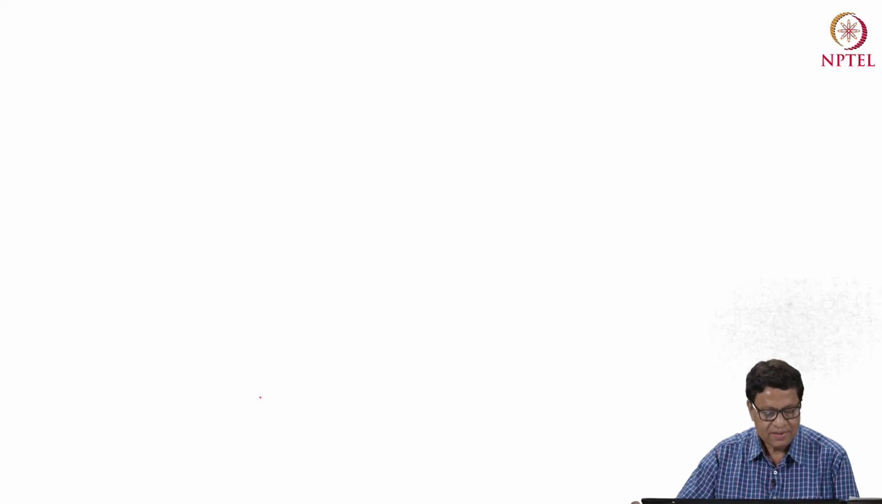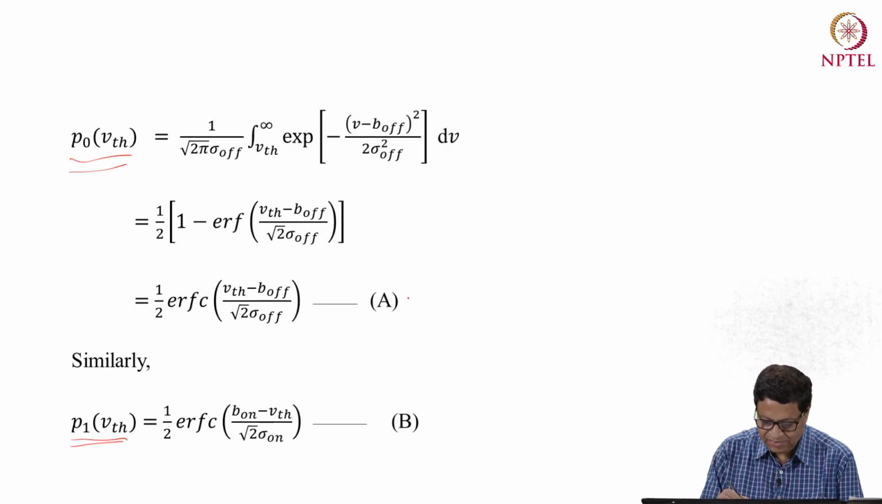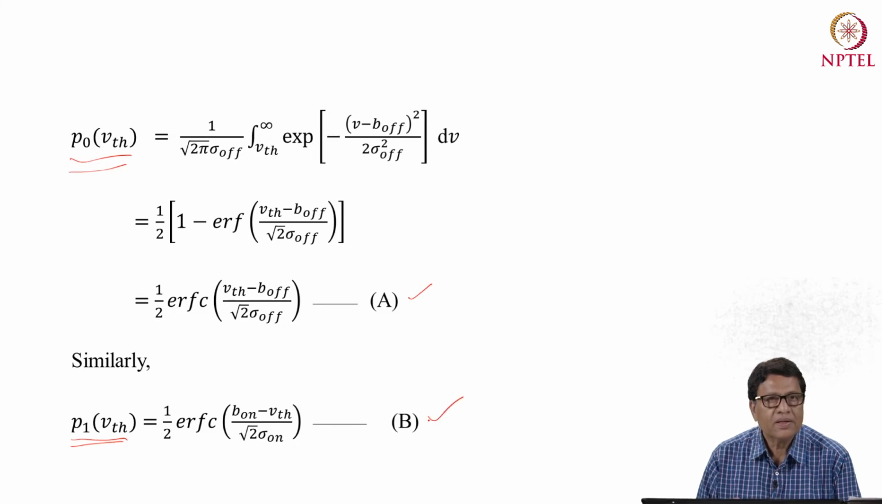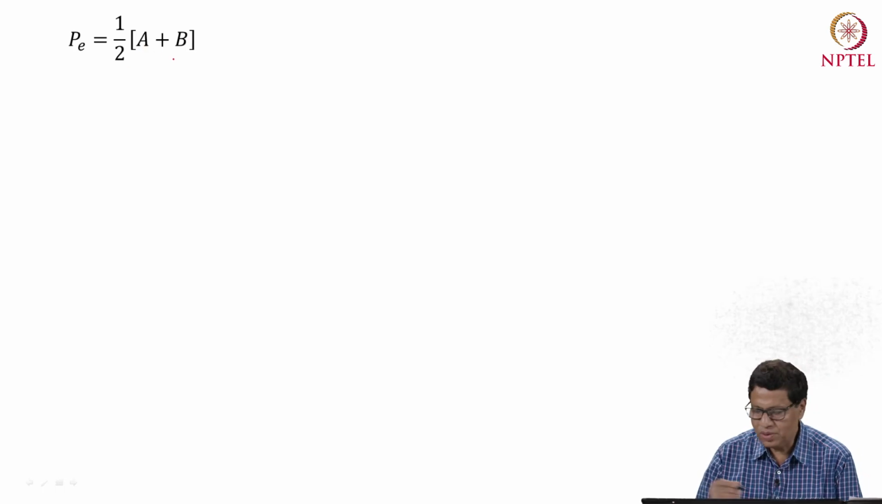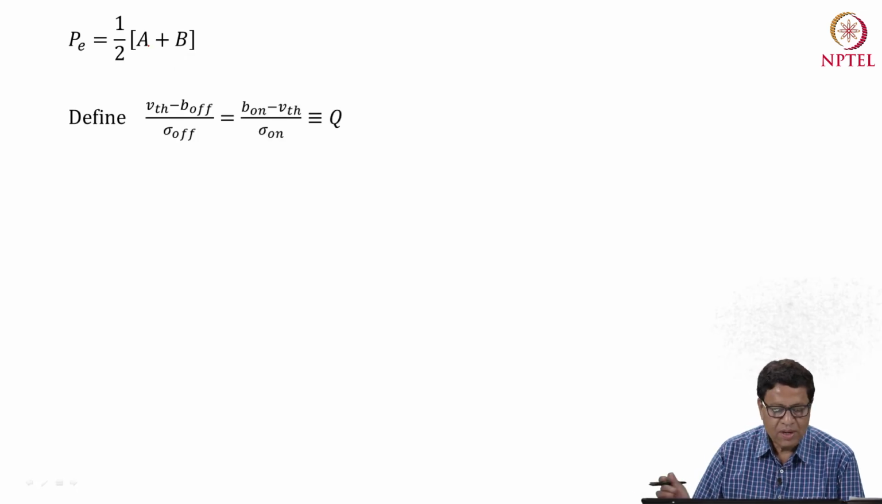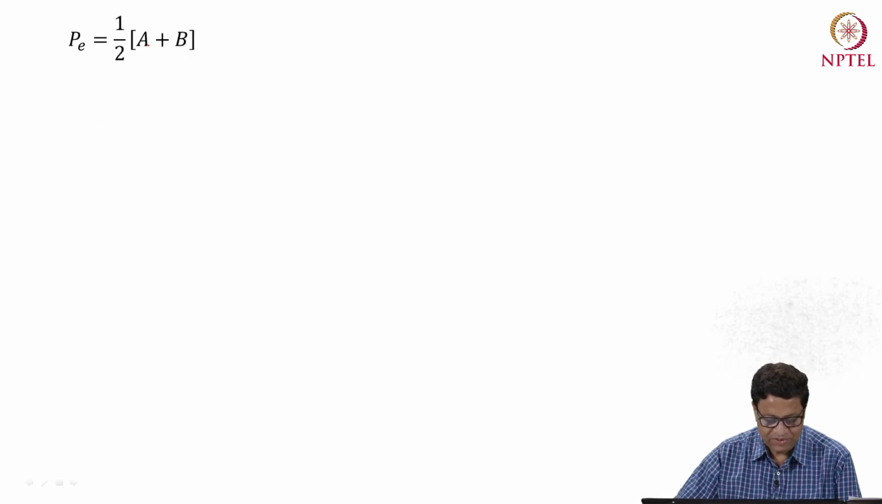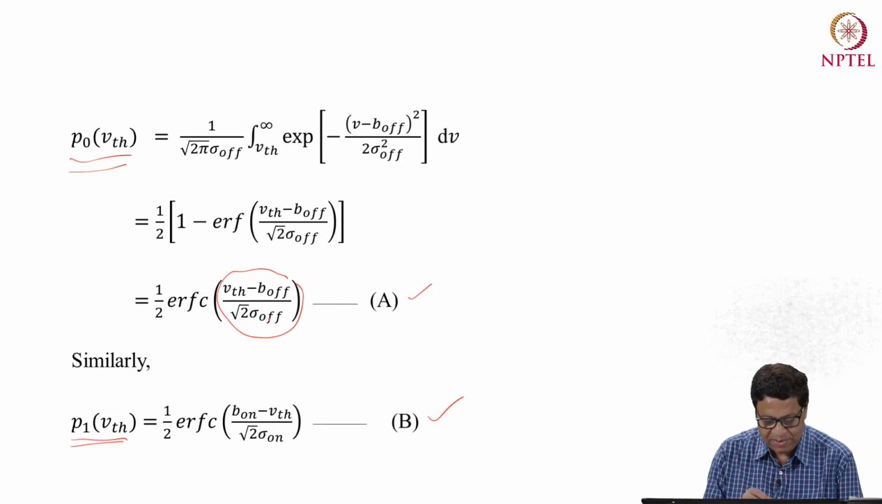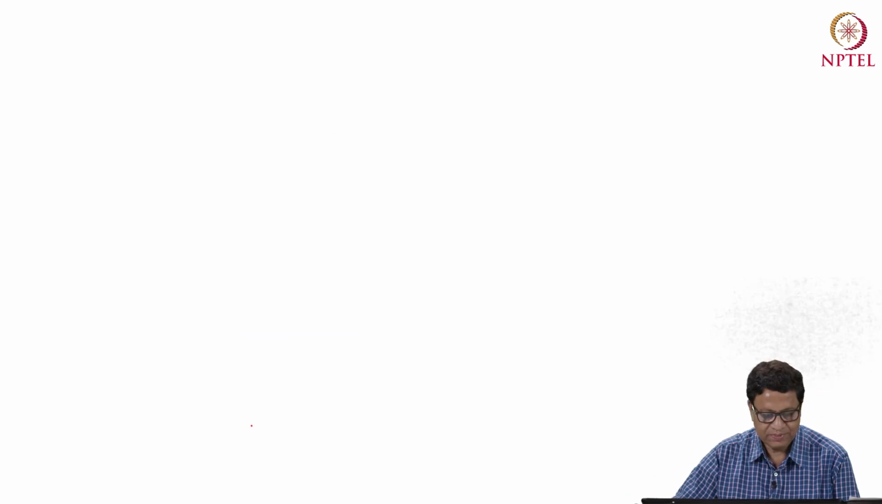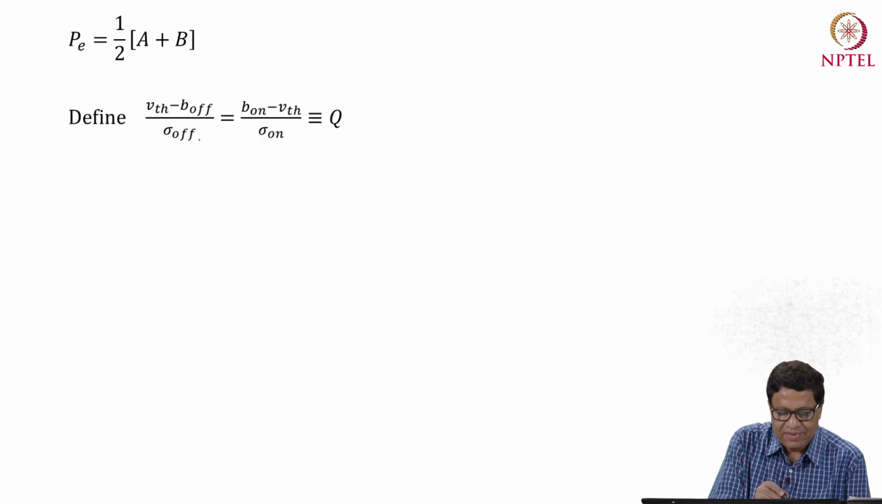So the total error will be the summation of this and this area, both the shaded area as well as the dotted area. So that becomes the total error, which is written as half (A plus B), where A and B are as shown in the previous slide. So let us define a quantity which is there in this, that is (VTH minus B off) divided by sigma off, or (B on minus VTH) divided by sigma on, as some quantity Q.